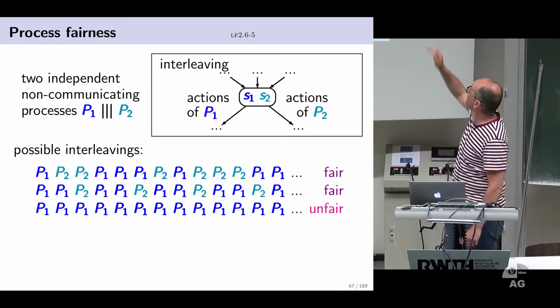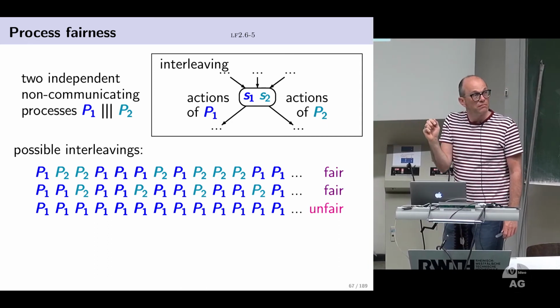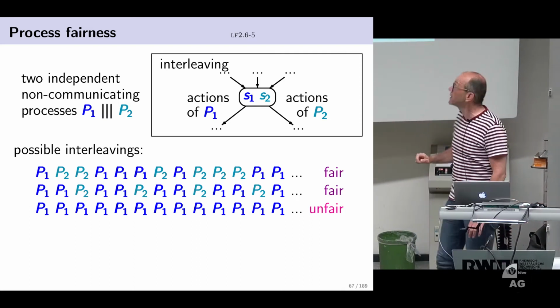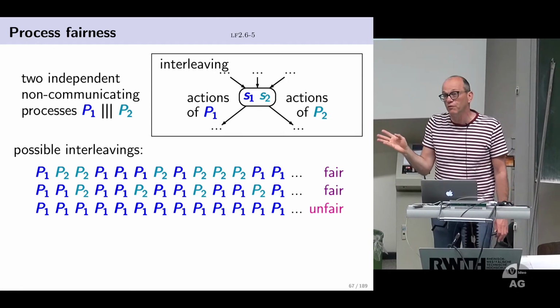The first two are maybe fair, because P1 and P2 in some way get their turn. Whether they get an equal share of the turn, that's a different discussion, but let's assume those are fair. But I hope we agree that the third possibility is unfair.